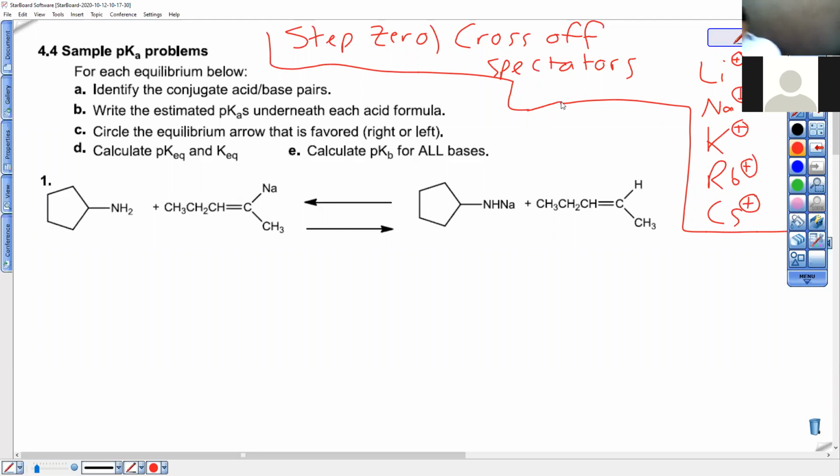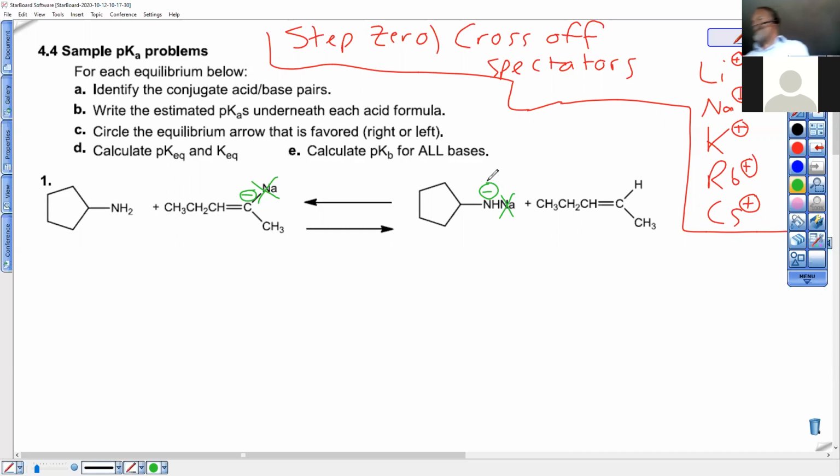They don't participate in any chemistry for this course, so let's get rid of them so we don't have to think about them anymore. Remember, when you cross off a sodium spectator, you better replace the charge that it's balancing, or else you've created what's called a lie. Carbon's not neutral here. If you got rid of the plus ion, then carbon is just an anion right now. Same for sodium over here. We have N negative. Okay, so step 0 is done. Now we can start the problem.